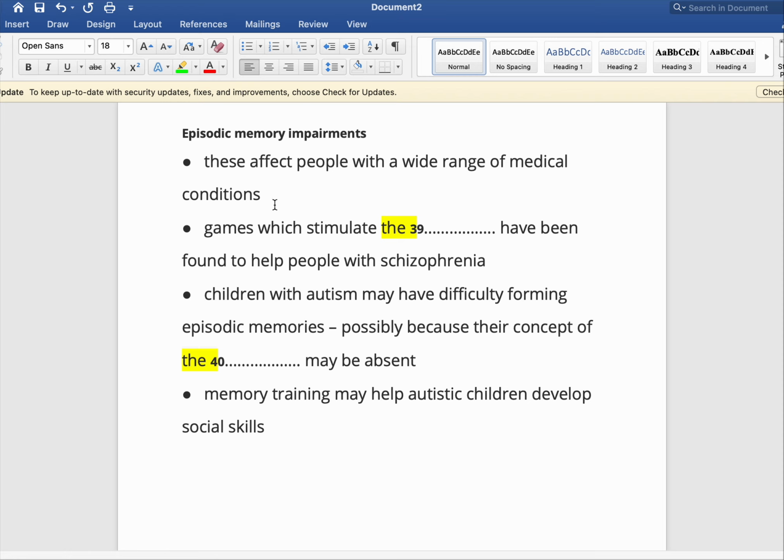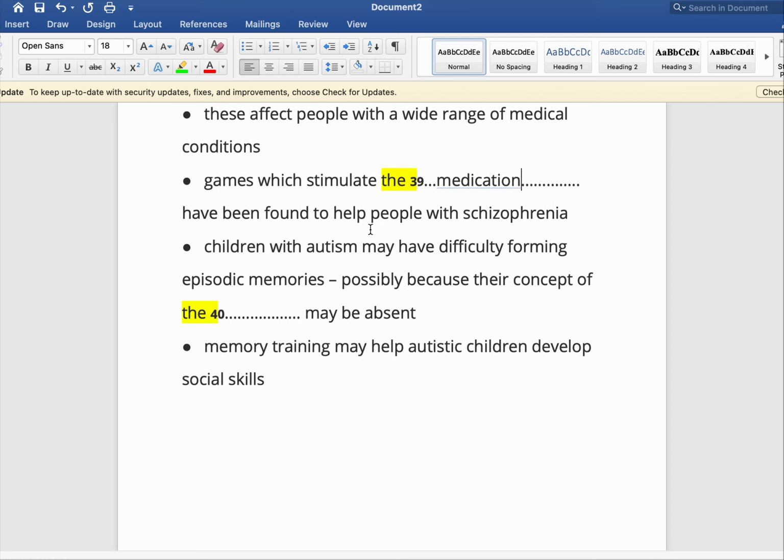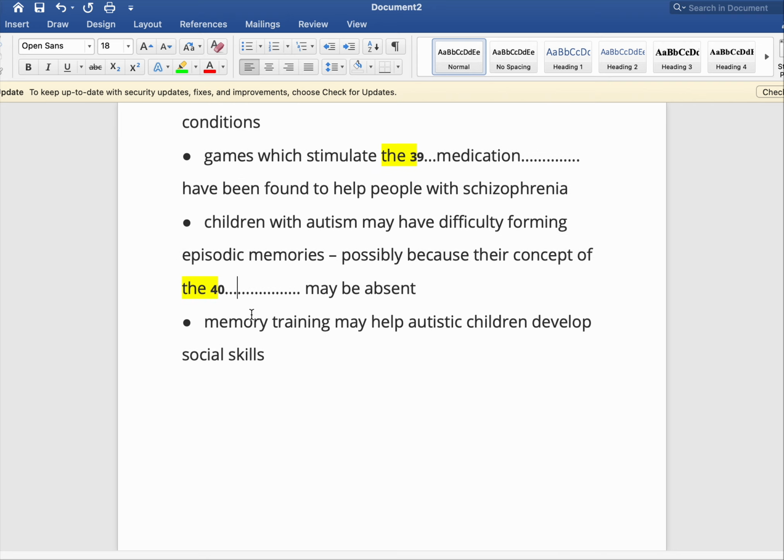For example, the symptoms of schizophrenia can be reasonably well controlled by medication. However, patients' episodic memory may still be impaired, and so they are often unable to return to university or work. Recent studies have shown that computer-assisted games designed to keep the brain active can help improve their episodic memory.